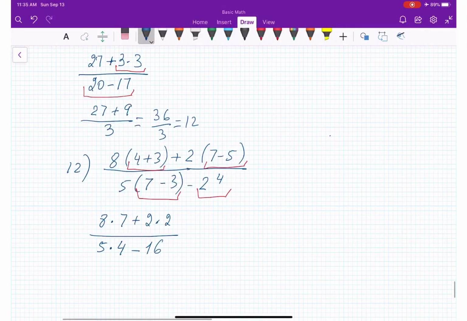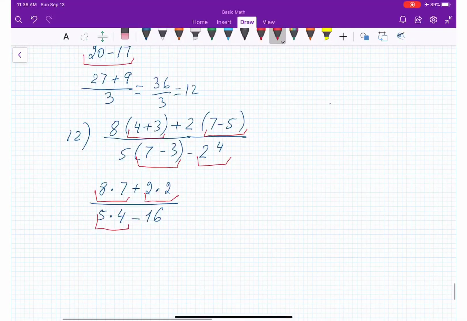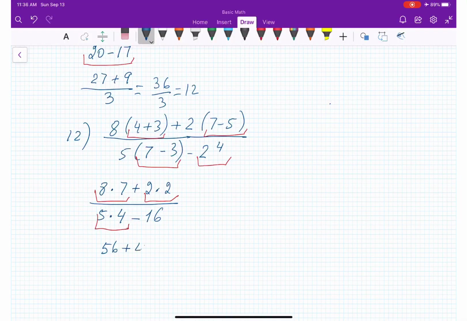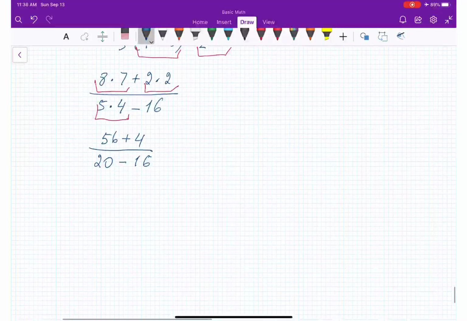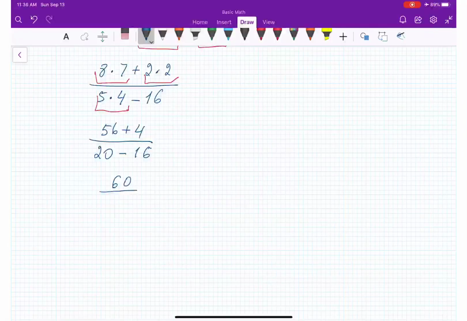All right, next. I am doing this multiplication. I can do this multiplication, and I can do this multiplication. Why? Because 8 times 7 has nothing to do with 2 times 2. You separately multiply both, and then you put them together because it's addition between them. 8 times 7, 56, plus 2 times 2 is 4. 5 times 4 is 20, and minus 16. So what do we get? 56 plus 4 is 60. 20 minus 16 is 4.